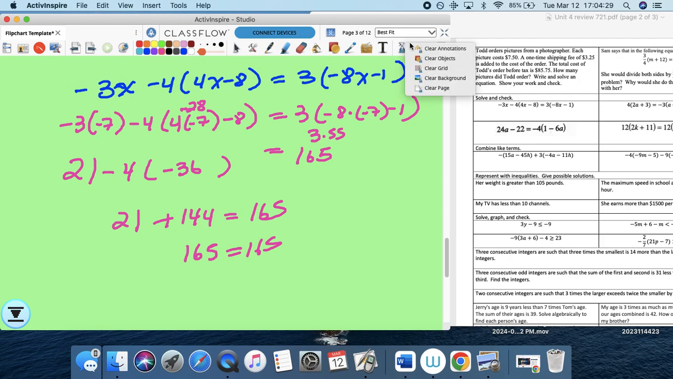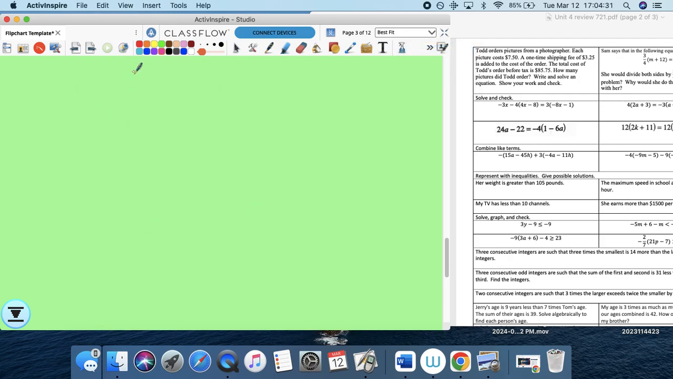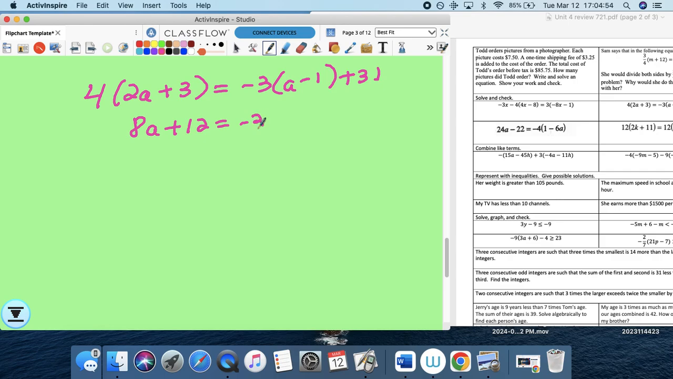Okay, so that's okay. What's the next one? Next one, 4 times (2a plus 3) equals -3 times (a minus 1), plus 31. 8a plus 12 equals -3a plus 3 plus 31. 8a plus 12 equals -3a plus 34.